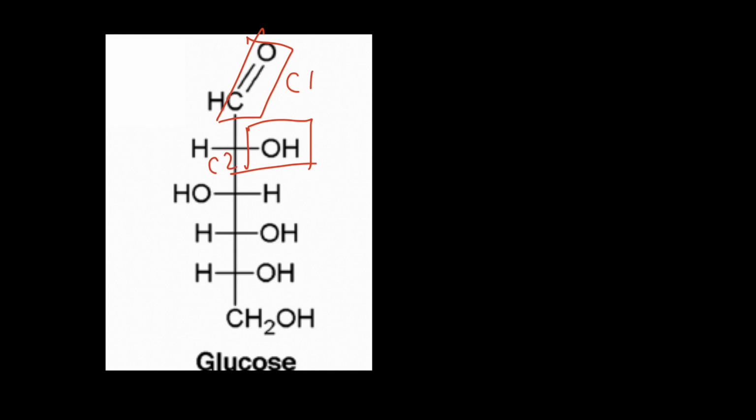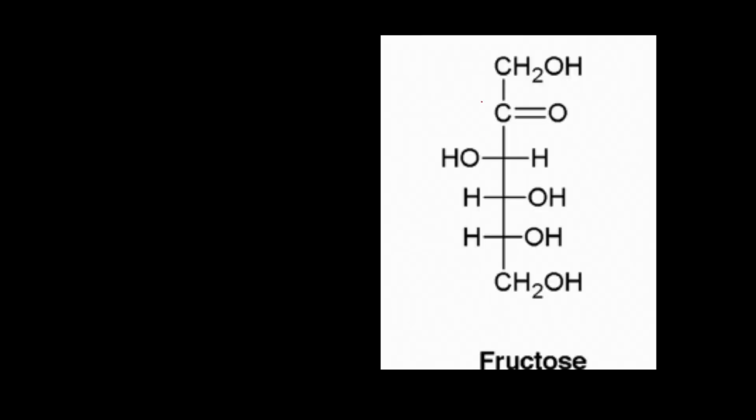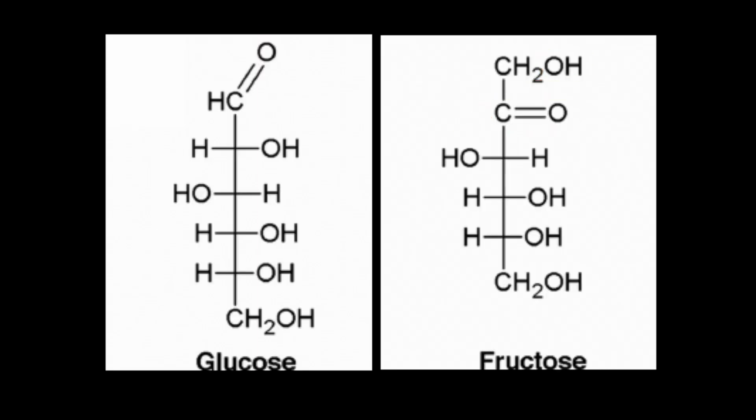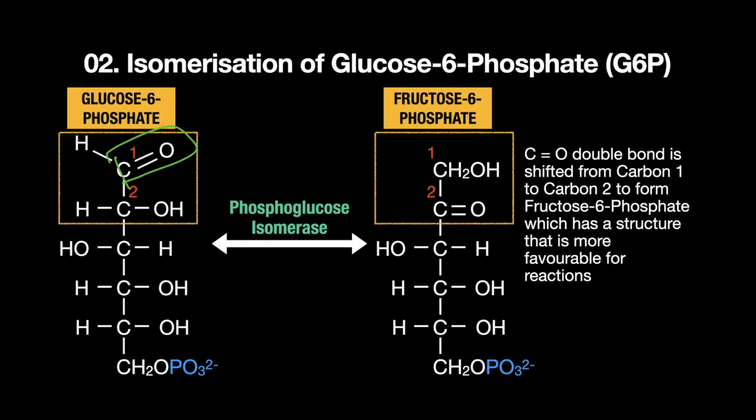Let's take a look at fructose. Notice this, and notice this. Glucose, fructose. Anyways, you can see here that essentially in the process of moving the C=O to carbon 2, the structure of glucose has become one of fructose. So now we can see why the product is called fructose 6-phosphate.